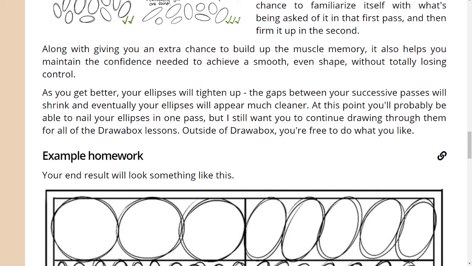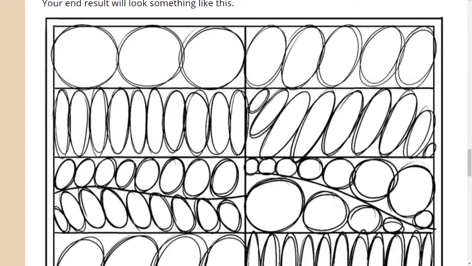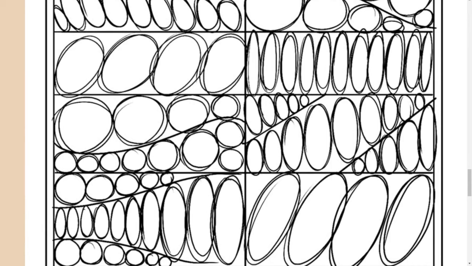At this point, you'll probably be able to nail your ellipses in one pass, but I still want you to continue drawing through them for all of the Drawabox lessons. Outside of Drawabox, you're free to do what you like. And your end result will look something like this, which is very large. Let me zoom out a little bit.